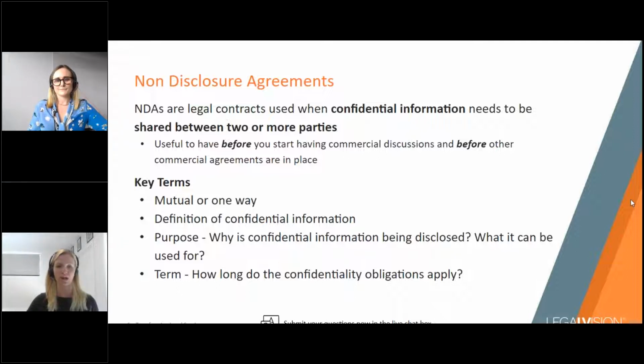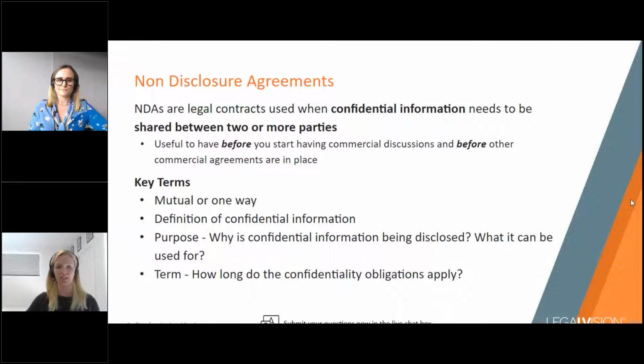Next is the purpose. So why is the confidential information being disclosed and what can it be used for? This is really important to be aware of. For example, if you are sharing confidential information, you want to make sure that the purpose is not too broad, so that your other party doesn't go and share it beyond what you would like them to. If you are not sharing confidential information, then it can be good to have quite a broad purpose so you don't accidentally breach your obligations under the agreement.